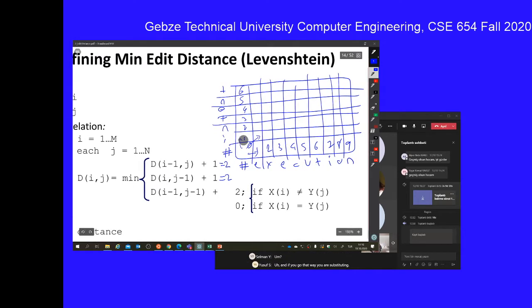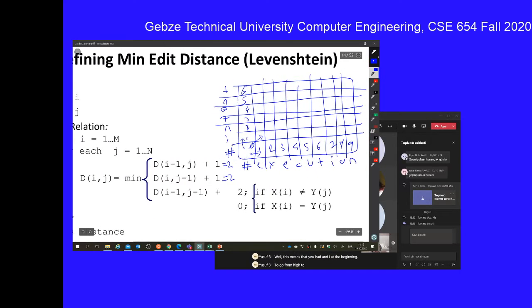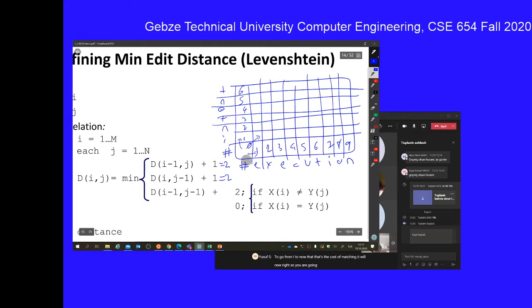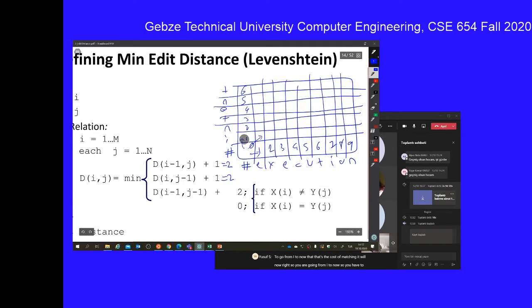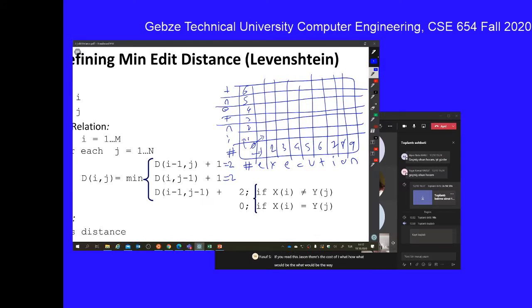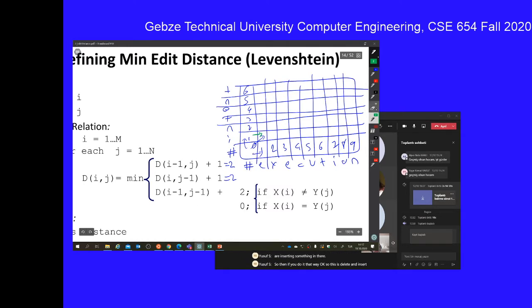Well, this means that you had an I at the beginning. To go from I to null, that's the cost of matching I to null, right? So you are going from I to null, so you have to spend just one keystroke. If you are in this situation, that's the cost of I. What would be the way of getting an E out of this? You deleted something, you are inserting something in there. So this is delete and insert. This is insert and delete.